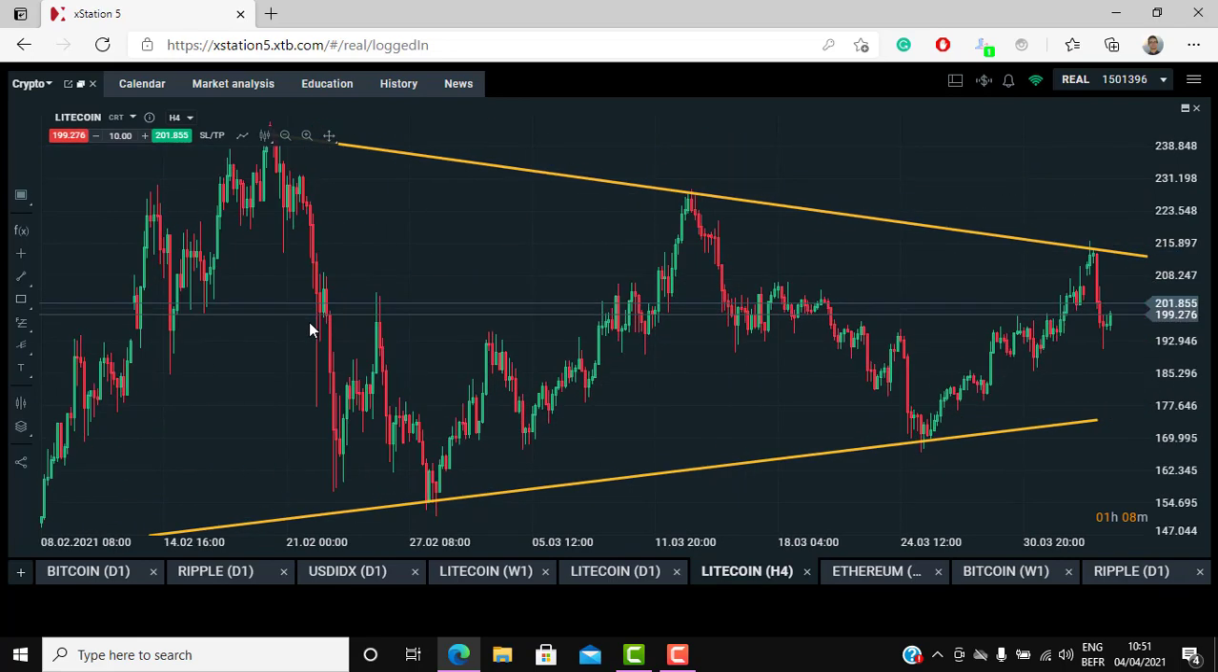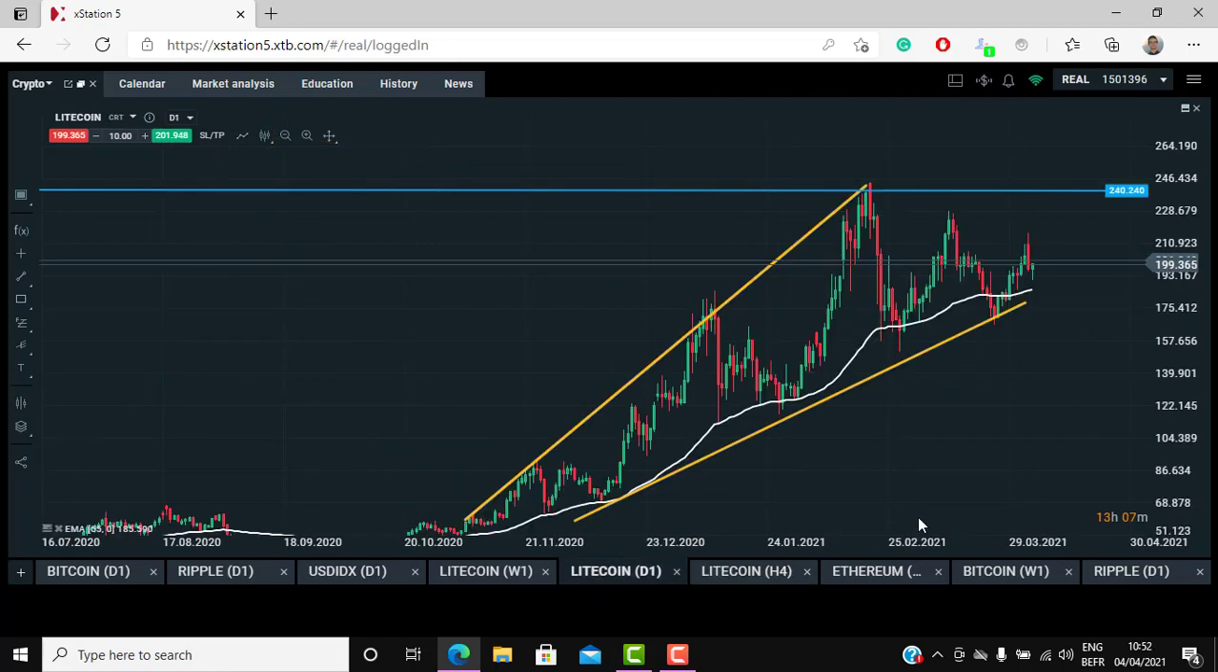So we have two channels, and when there is a triangle, we don't know where the price could break. There is a big chance that it will break to the upside because of the fundamentals, because of what is going on in the crypto market. However, keep in mind that any break to the downside could be really bearish for Litecoin.